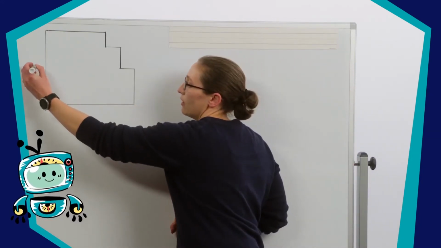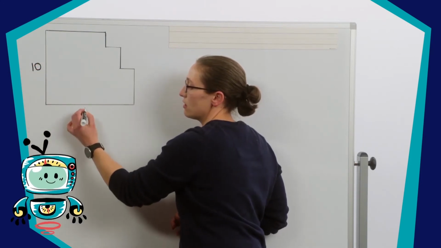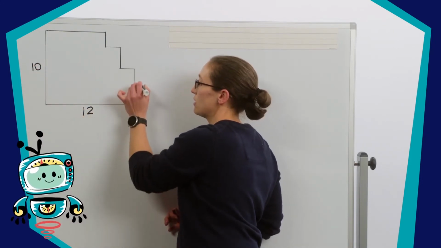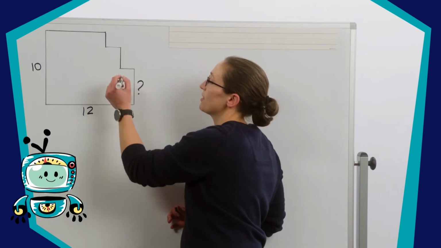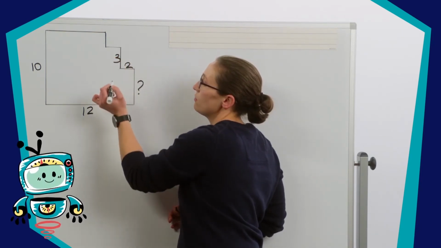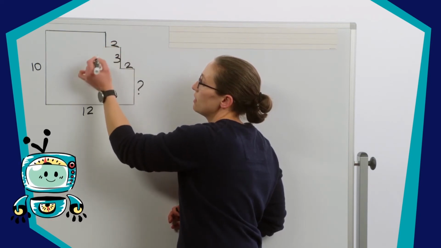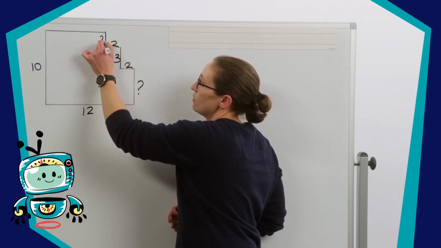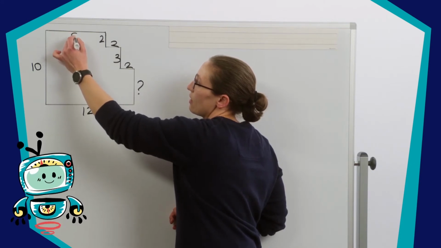Now, let's try a challenge with finding the perimeter. In this case, I know all but one of the dimensions. So I'm gonna fill it in on here really quickly. Got 10 units here, 12 units here. I don't know how many units there. 2 units, 3 units, 2 units, 2 units here, and then 8 across the top.